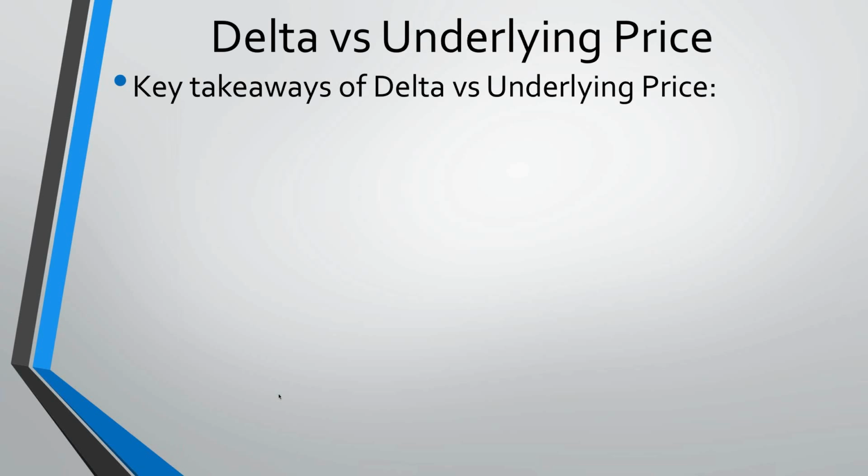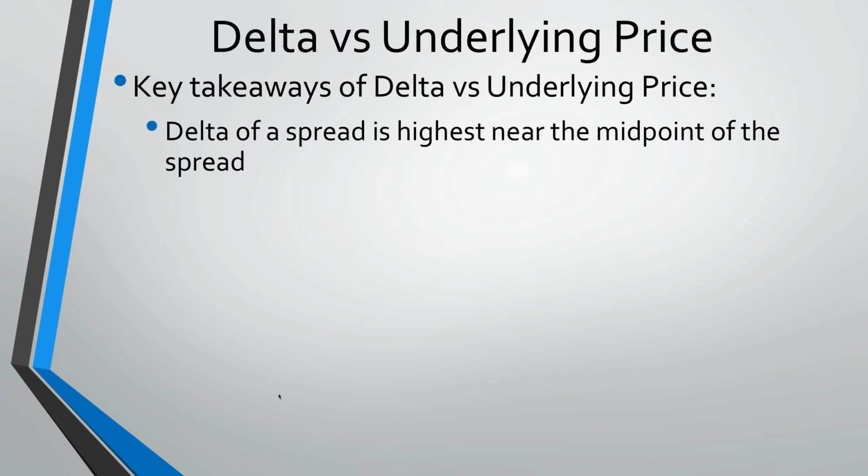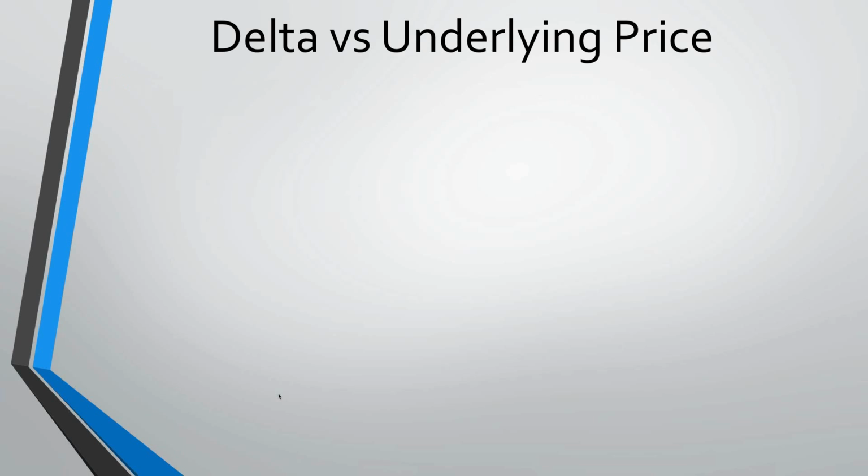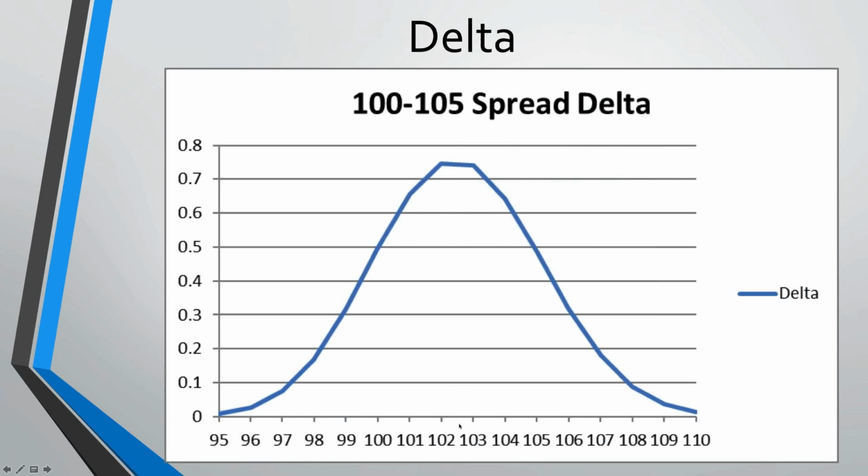So key takeaways of the delta versus the underlying price. The delta of a spread is highest near the midpoint of the spread. We just saw that. Take a look. Near the midpoint of the spread. Remember, the midpoint was 102.5. So right here, look, the delta is the highest.